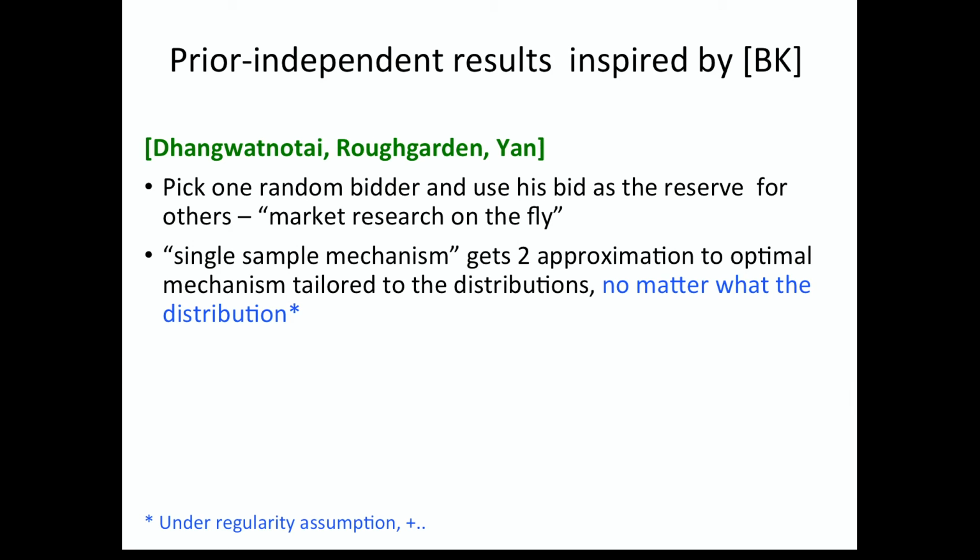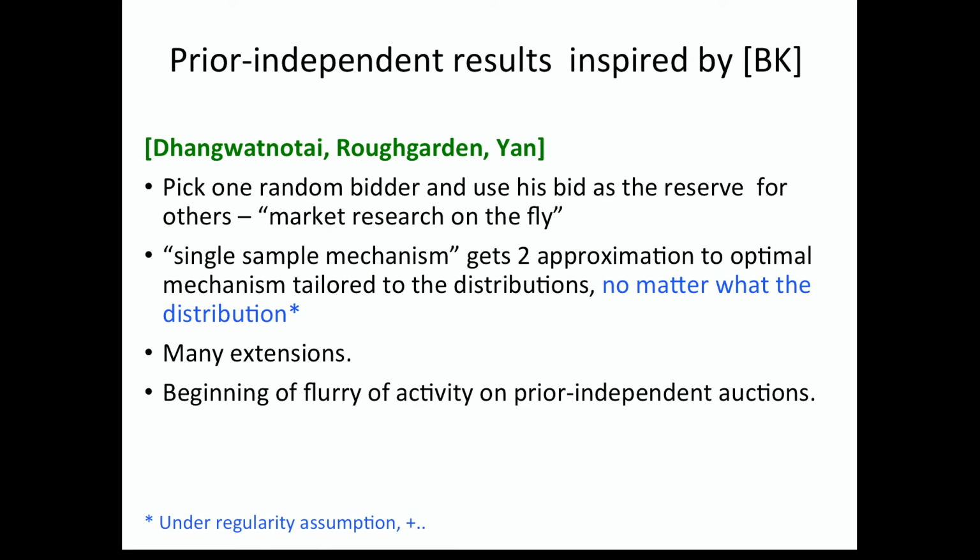So this is really cool. They came up with a beautiful new geometric argument for getting this result. And there are many, many extensions beyond single item. Again, I'm just using single item to keep things simple, but the interesting cases are well beyond that. And it was the beginning of a flurry of activity on prior independent auctions that's still ongoing.